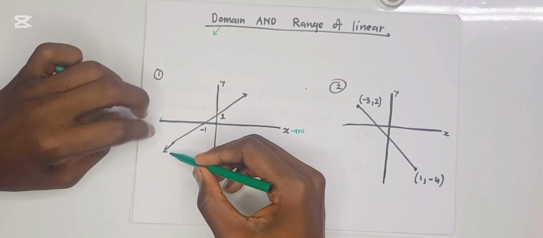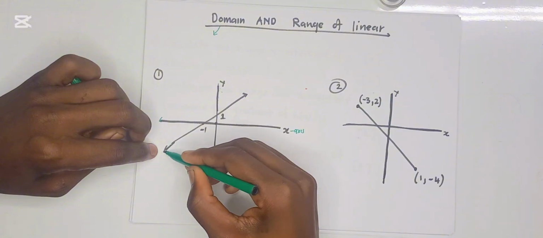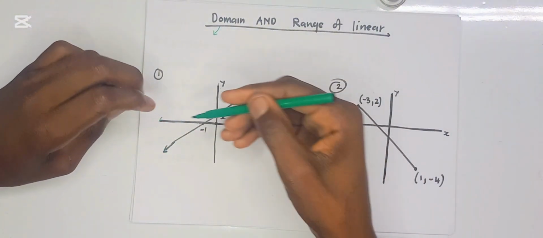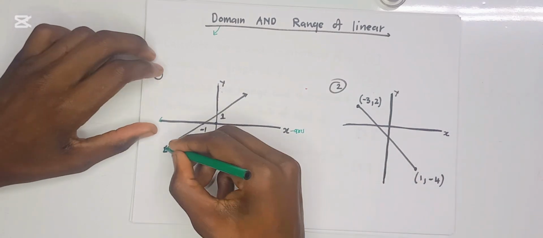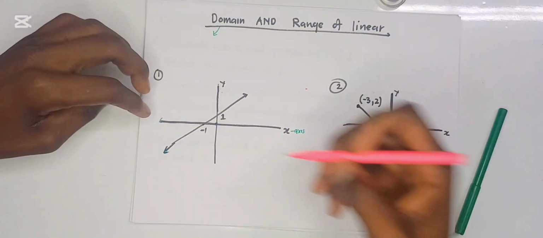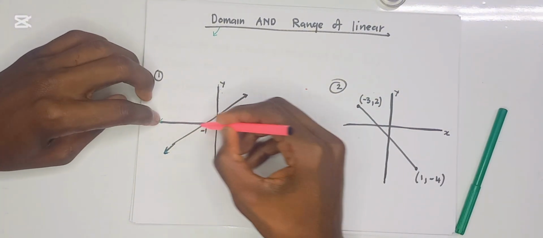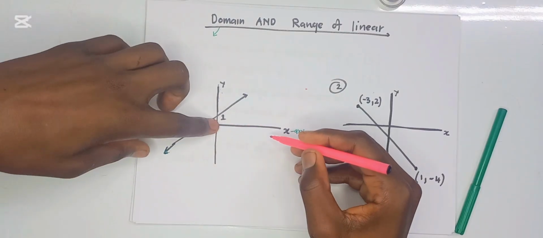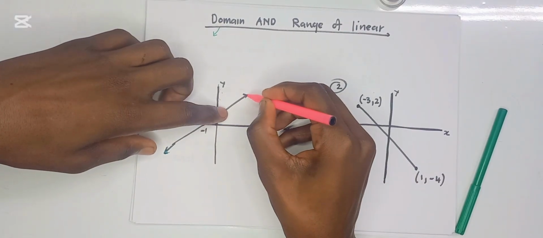On the negative numbers, as you can see here, it starts from where? From negative infinity. We don't know where it starts, but it starts from negative infinity. This arrow here shows the availability of it from negative infinity. So on the negative side, it starts from negative infinity. Where does it end? It ends on positive infinity.